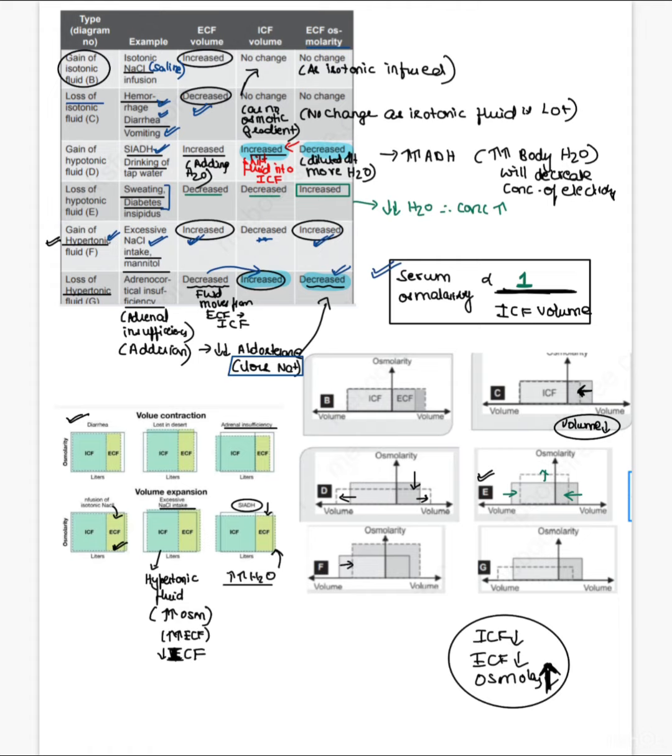Now take one more example, guys. What happens here? Here your ECF is increasing, ICF is decreasing, and serum osmolarity is increasing. So serum osmolarity is increasing, meaning a hypertonic solution has come, that has increased the ECF. This is again important, like excess NaCl intake. So this is about all the graphs that you need to know, all your Darrow-Yannet diagram, guys.